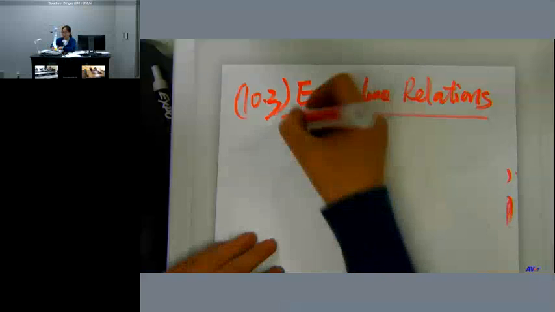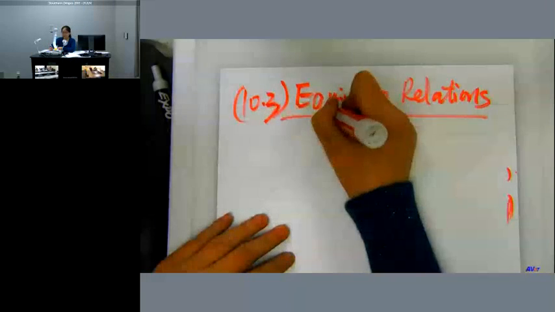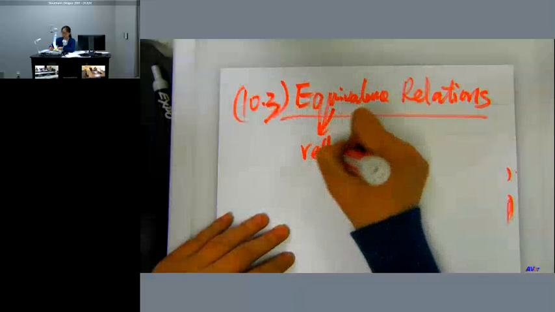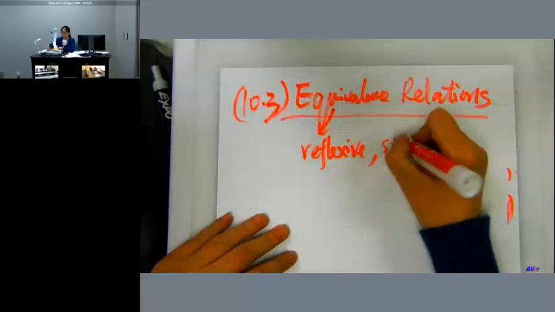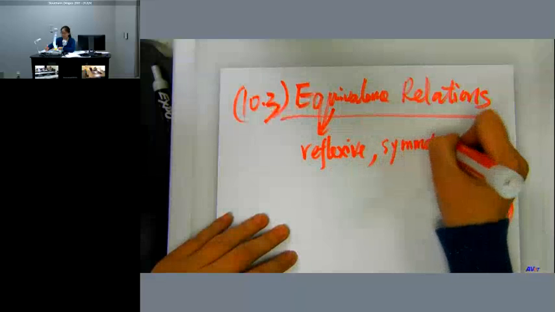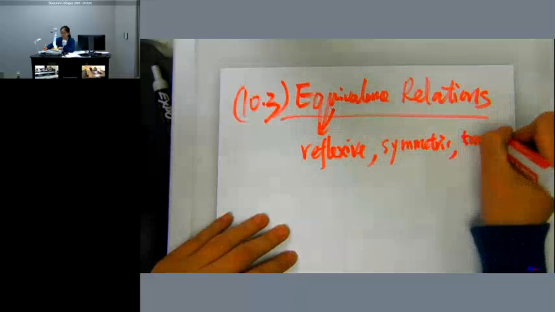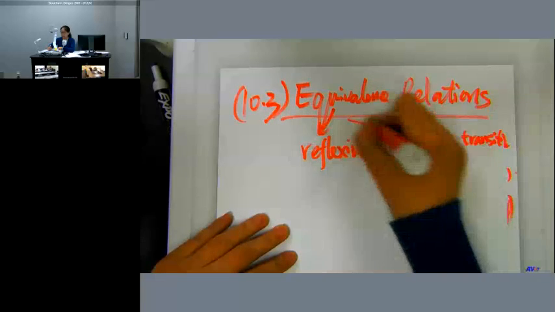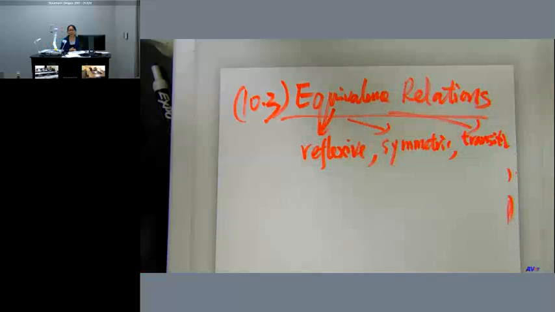Anybody remember? If a relation is reflexive, symmetric, and transitive, then we call that relation an equivalence relation. Okay? All right, so if you have an equivalence relation, it has a very good property.